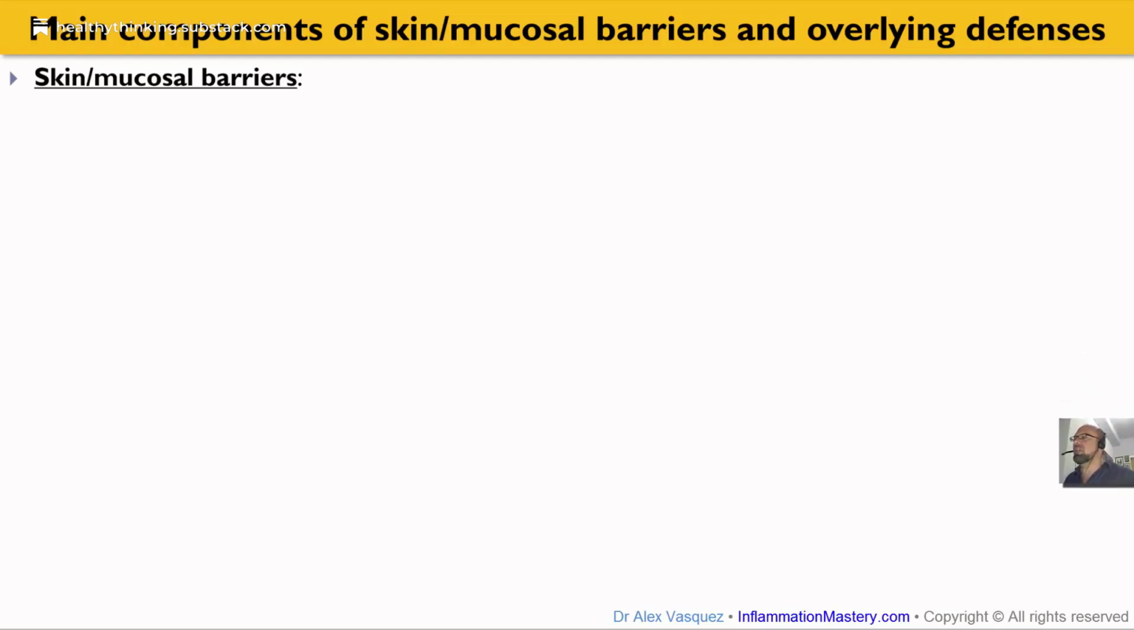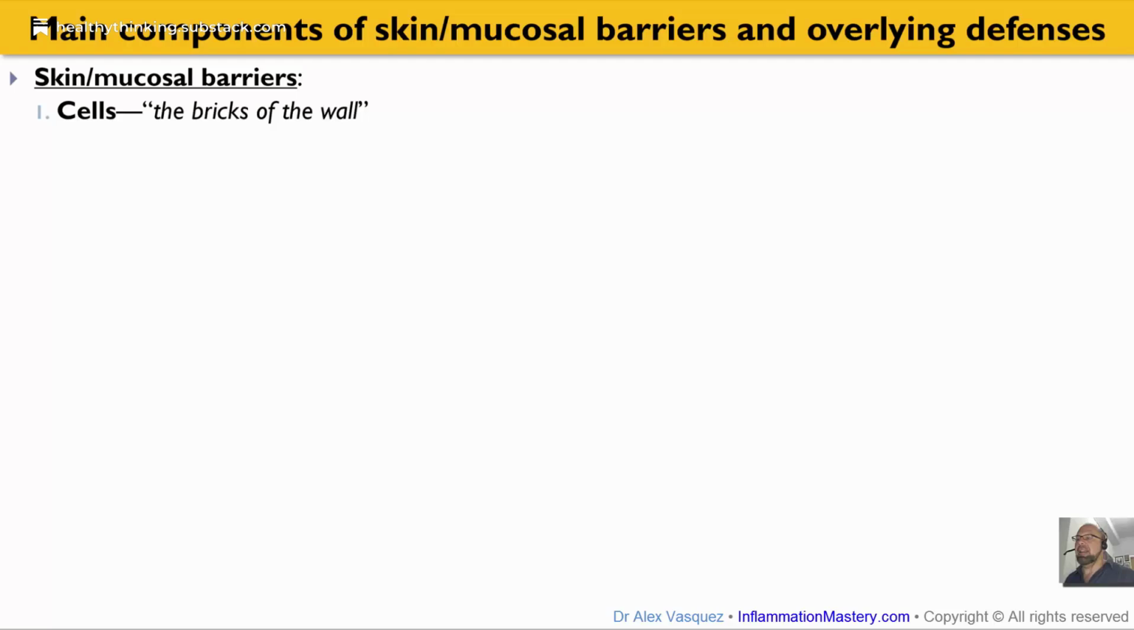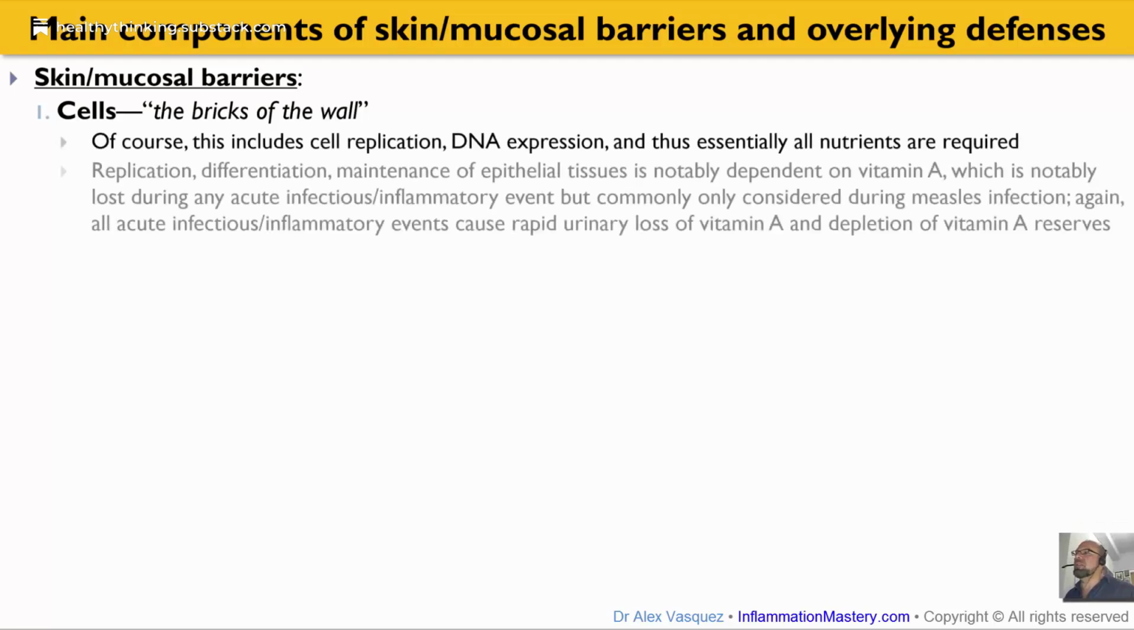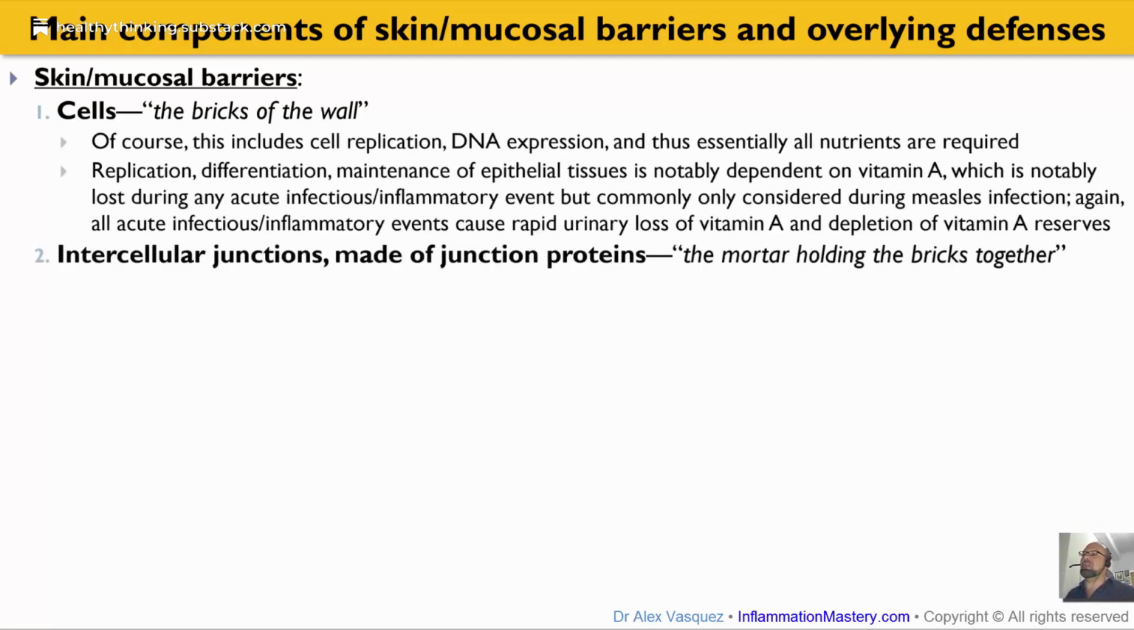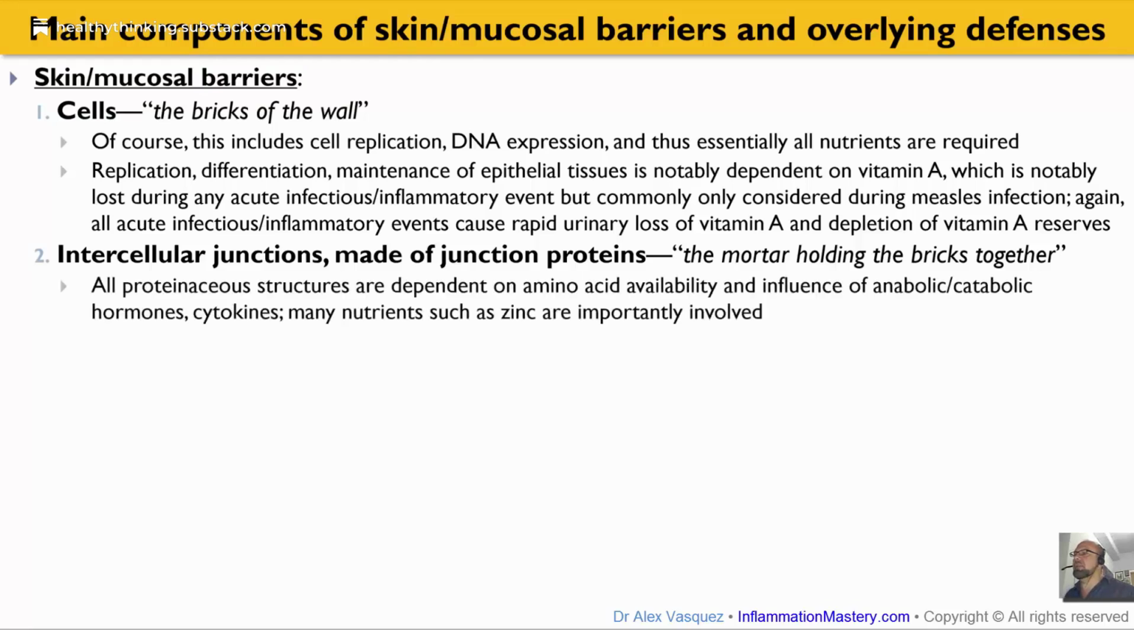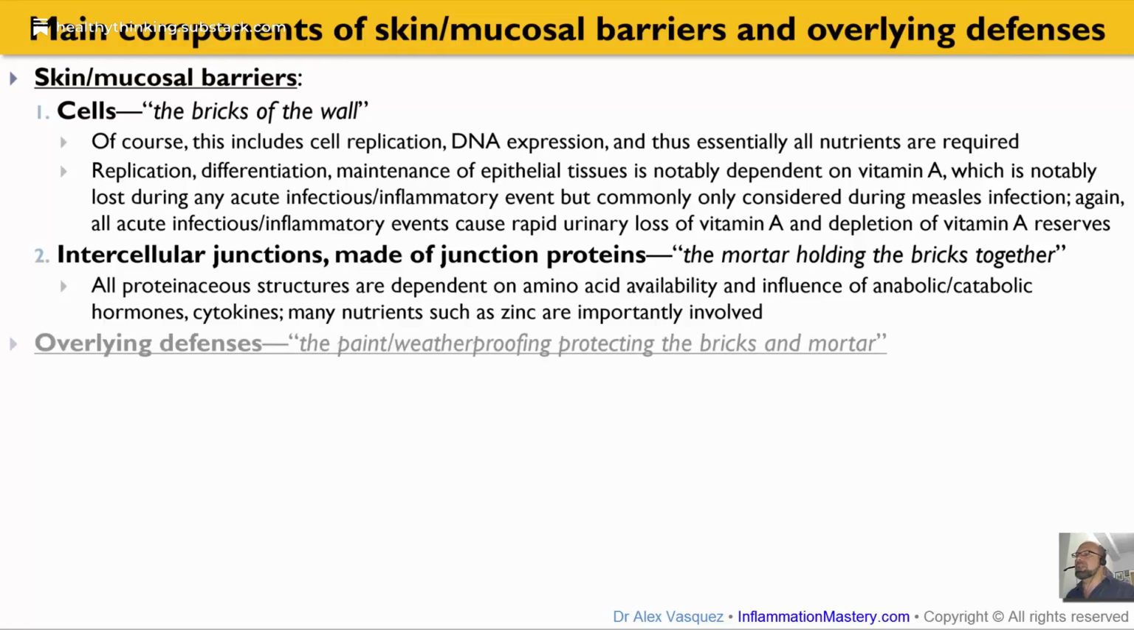So again, focusing here on skin and mucosal barriers, we're going to look at the cells, the epithelial cells, which are basically like the bricks in the wall. We're going to look at the mortar, or the intercellular junctions that hold those bricks together. We're going to look at the underlying immune system, and we're going to look at the overlying defenses, which is kind of like the paint or the weatherproofing that protects the bricks and the mortar.